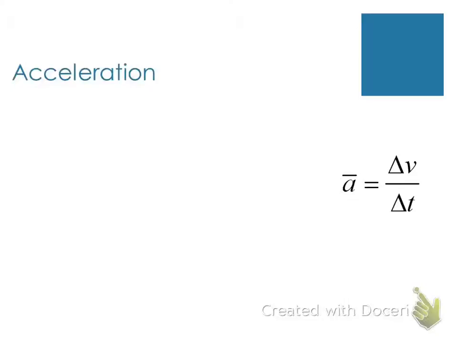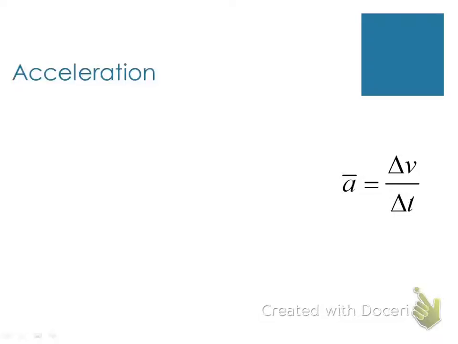We've talked a little bit about acceleration in terms of graphing. We looked at velocity versus time graphs, which tell us acceleration via the slope. The slope of a velocity versus time graph tells us acceleration. So now we're going to get into a little bit more about what acceleration is and how we see it in the everyday world.